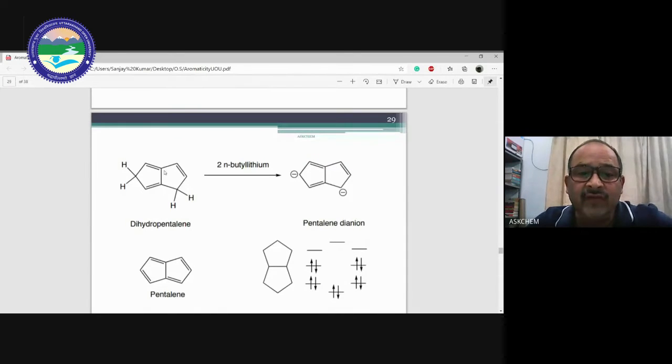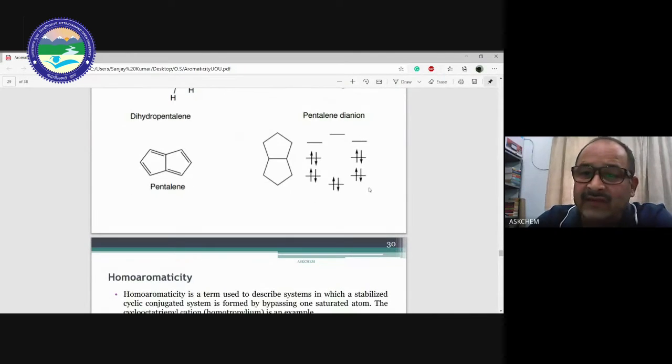Next is C. This is the case of pentalene. This is the case of dihydropentalene. When this dihydropentalene is treated with 2 equivalents of butyl lithium, it gives rise to the pentalene dianion. Now this pentalene dianion has some aromatic stabilization. By this count, aromatic stabilization is there. Dihydropentalene, pentalene, 2+2 is 4, that is an 8 pi electron system, but the dianion, the pentalene dianion, becomes aromatic.